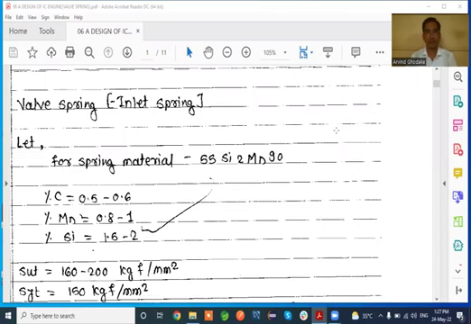Welcome to the mechanical system design subject. Today we are discussing the design of IC engine components. So today we will see the design of an IC engine component, which is a valve spring. Here we will see the design procedure for the valve spring.